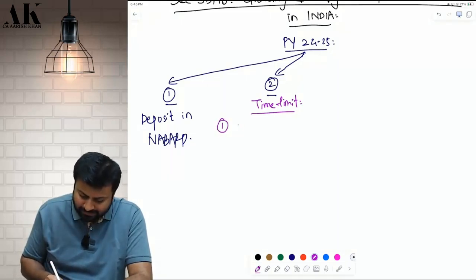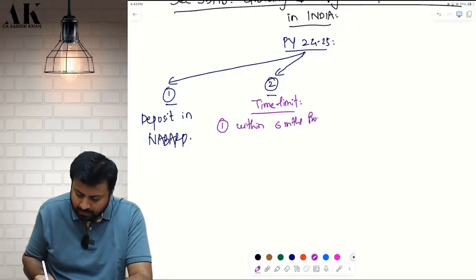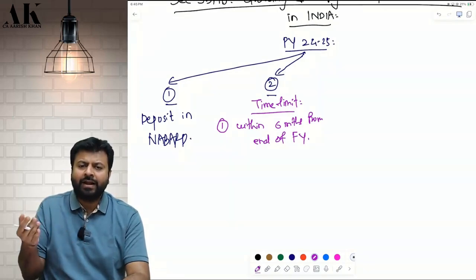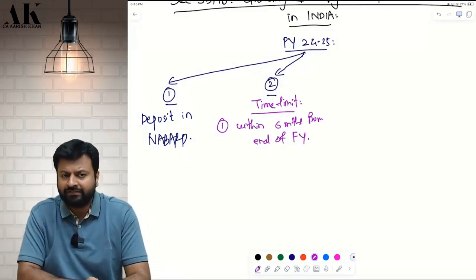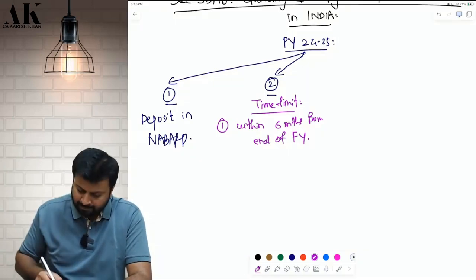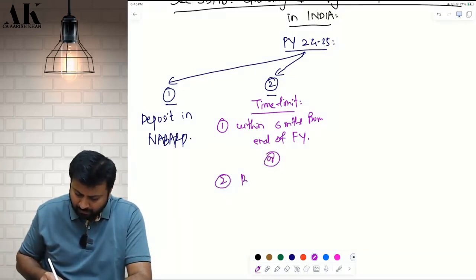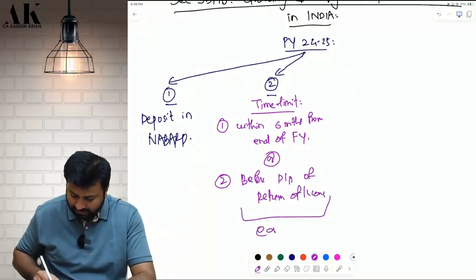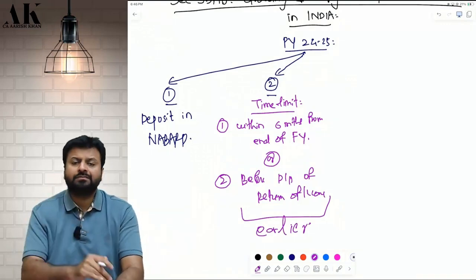The time limit is within 6 months. Listen carefully on the board. Within 6 months from the end of the financial year. Within 6 months from the end of the financial year will end up where? On 30th September 2025. Or before the due date of return of income, whichever is earlier.